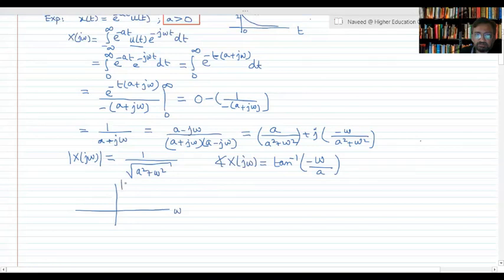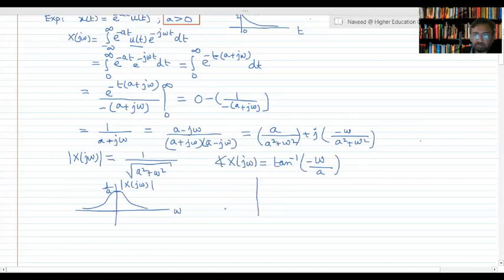So here we first plot the magnitude function. It's pretty straightforward to guess what the plot should be. At omega equal to 0, the value of this function is maximum, and the value is 1 over a. And then for large values of omega, be it positive or negative, the magnitude decreases. And we get a plot like this.